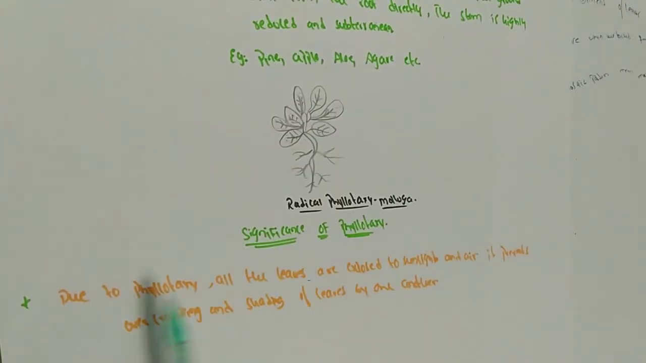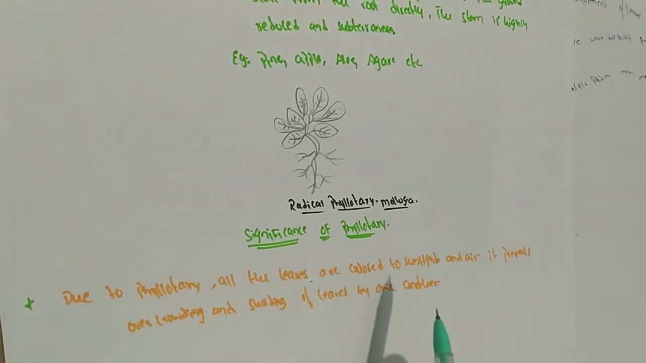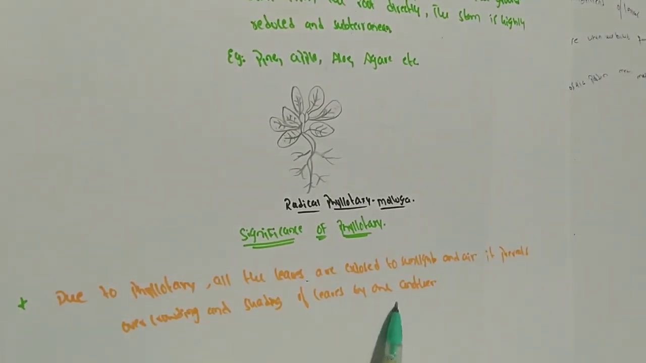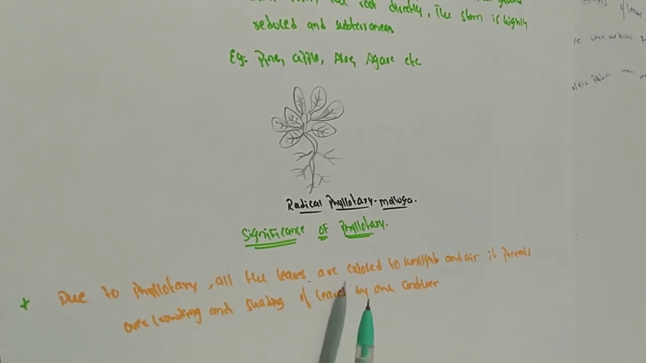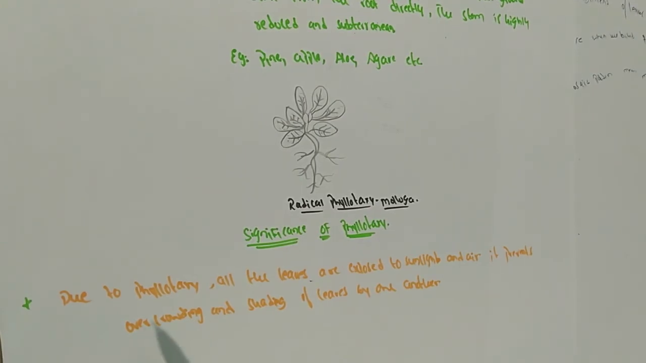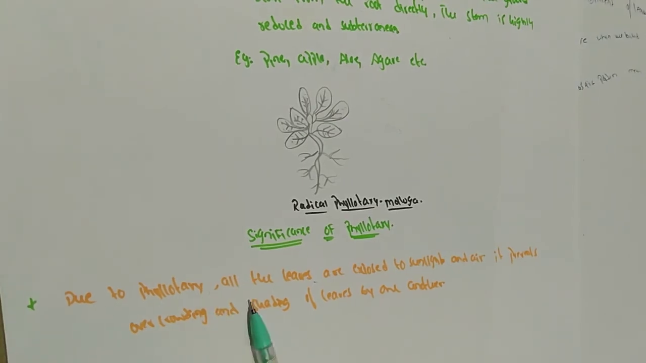Significance of phyllotaxy. Due to phyllotaxy, all the leaves are exposed to sunlight and air. It prevents overcrowding of leaves and shading of leaves by one another. So due to phyllotaxy, the leaves get equal sunlight and air facilities.